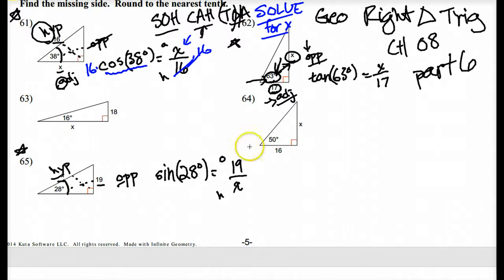All right, let's do another. Over here, very similar. If I just multiply both sides by 17, then I would have 17 times tangent 63 equals x.